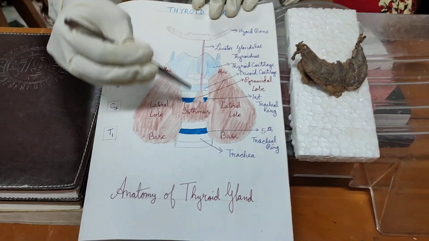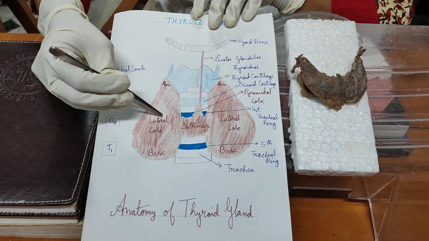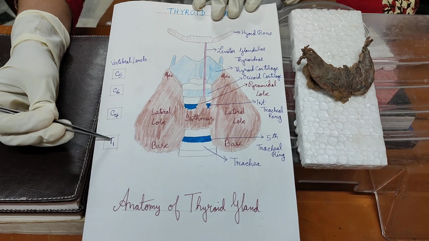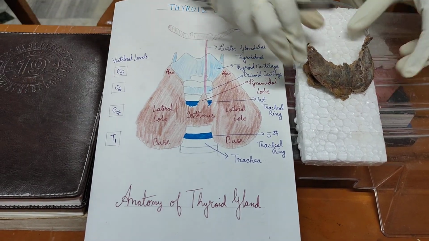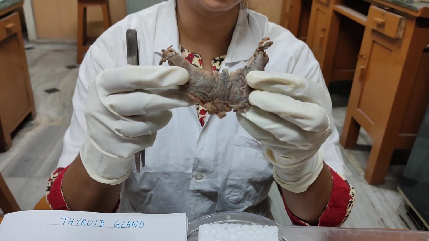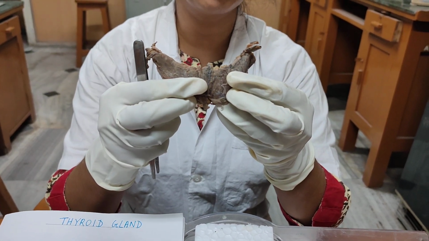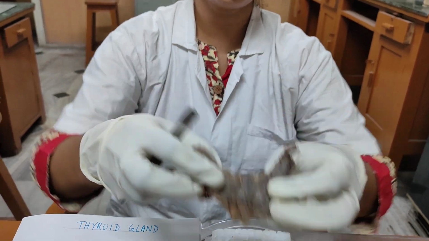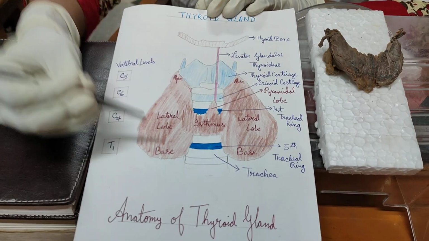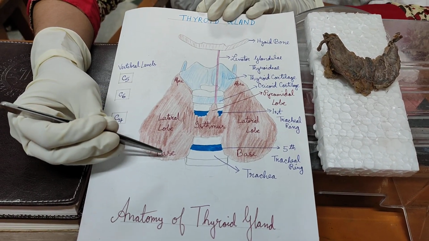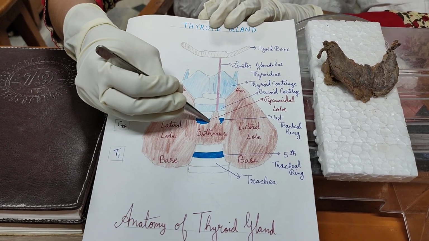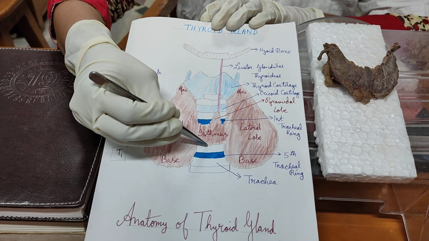Against the trachea, it is present in front and on both sides, extending from C5 to the first thoracic vertebral level. This butterfly-shaped gland consists of two lobes, right and left, with a median isthmus connecting the two lobes. Each lobe extends from the middle of the thyroid cartilage up to the 5th or 6th tracheal ring. The isthmus extends from the 2nd tracheal ring to the 4th tracheal ring.